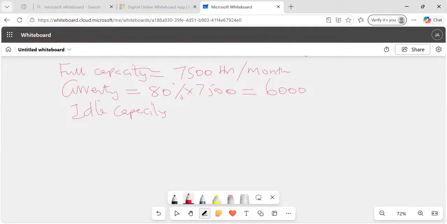We have idle capacity. A capacity we can use to do other things without affecting our normal operations. So idle capacity is 20%, or alternatively, it is 7,500 minus 6,000, which gives us what here? So is there somebody who was able to reach 1,500 hours?